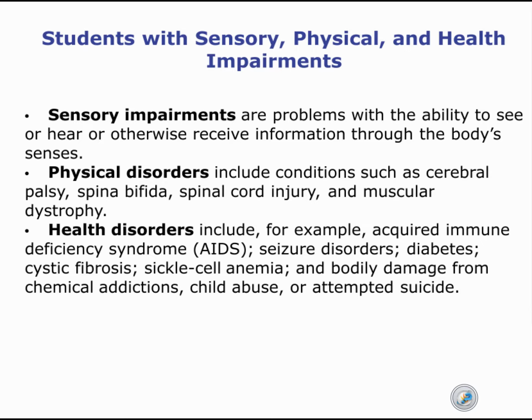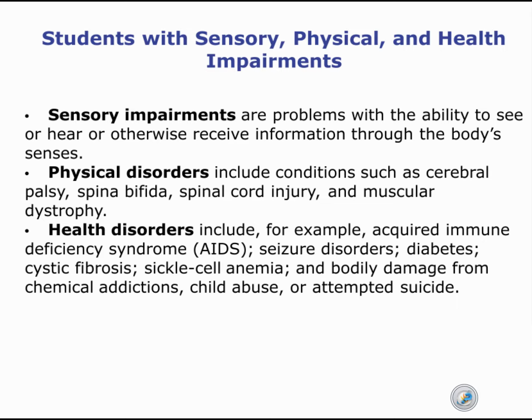Other kids that we have are kids with sensory, physical, and health impairment. Sensory impairment is like being able to see, being able to hear. So children who are deaf, children who are hard of hearing, children who are blind or with severe visual disorders. Physical disorders include things like cerebral palsy, spina bifida, spinal cord injury, muscular dystrophy.